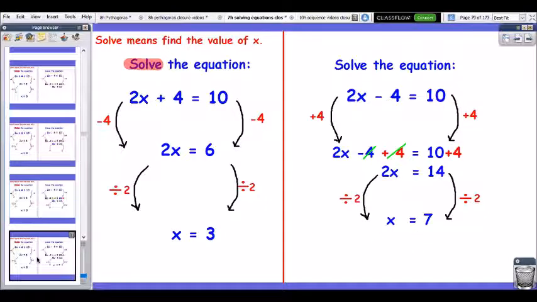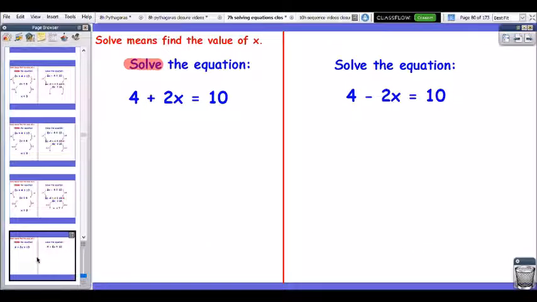Alright, let's try some more. Again, you're welcome to pause the video if you'd like, or if you just want to carry on listening to me explain, that's also fine. So 4 plus 2x equals 10. I just want x on its own, so that 4 has no reason to be there. So how do I get rid of a positive 4?